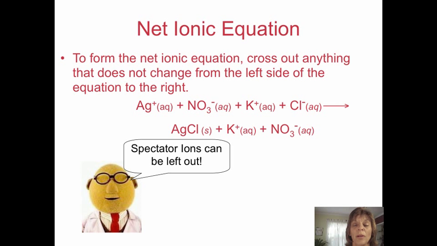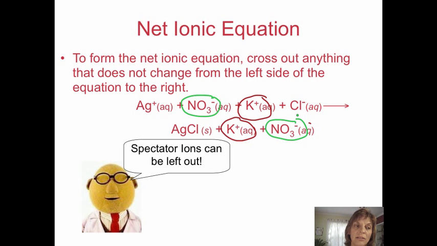Okay, so we want to be able to write the net ionic equation of what's really going on, so we can take out the spectators. If you remember, spectators are anything that is in ion form on both sides of the reaction. Potassium ions in this case, see, they're both ions in the reactants and in the products. And then also the nitrates.